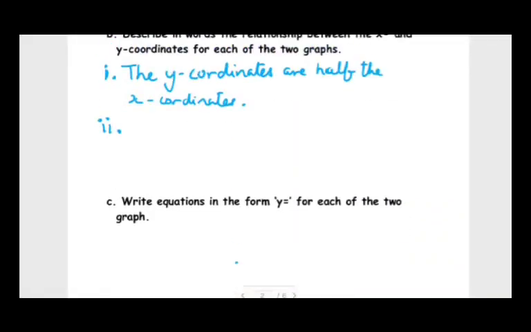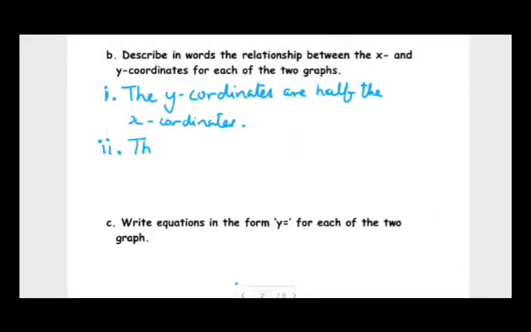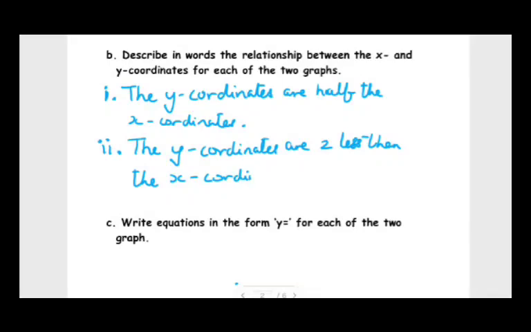Yes, so the y coordinates are 2 less than the x coordinates.